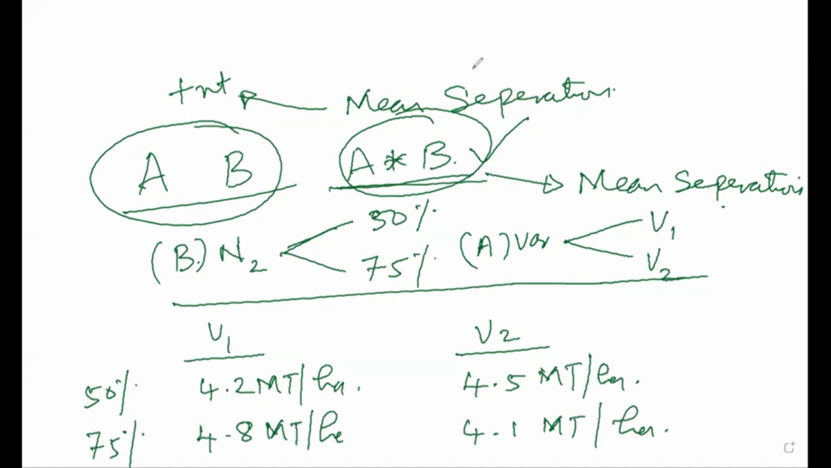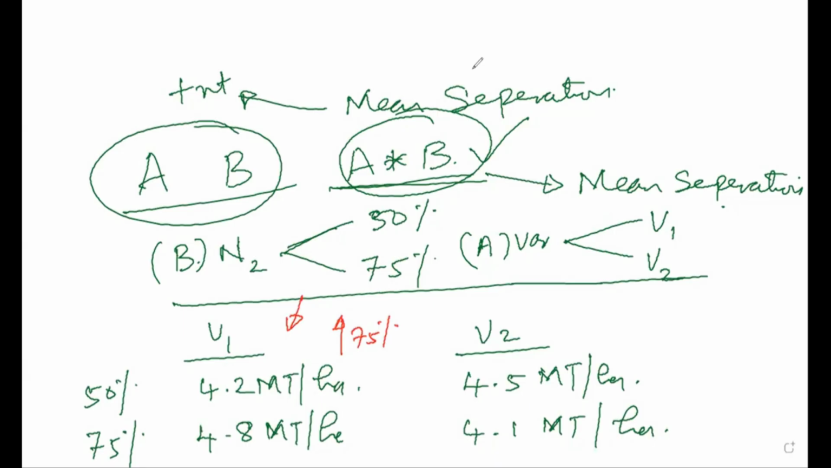Right now, in this first case, if you consider variety 1, which nitrogen combination is better? I simply take this example, right? Which nitrogen level is better among these two? 75%. 75% is better here. High yield from 75%. Wait, this is an example I took. Otherwise, I will take another example.